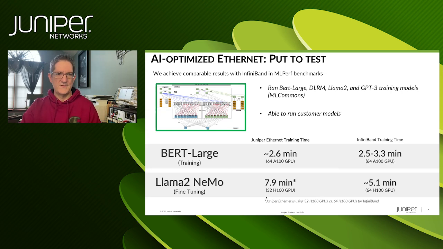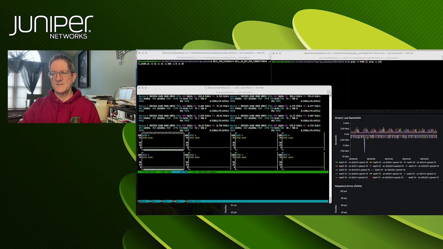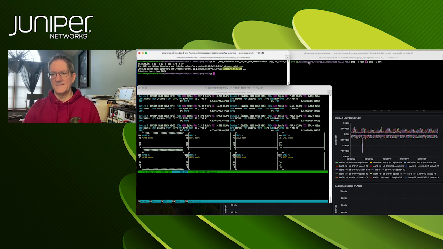We also did Llama 2 using the NeMo framework model. Now, in our case, we only have 32 GPUs. We've got 4 H100 nodes, and each one has 8 GPUs, so 32 total. There isn't in ML Commons a 32 H100 GPU result, but in these, we generally see that the results scale linearly. So you would expect the performance of a 32 GPU network to take about twice as long as a 64 GPU network. It's not exactly linear, but it's pretty close. So we were getting 7.9 minutes on training versus 5.1. So you would expect on a 32 GPU cluster to get around 10 minutes or so. And so we're seeing a little bit under 8. So very competitive again there.